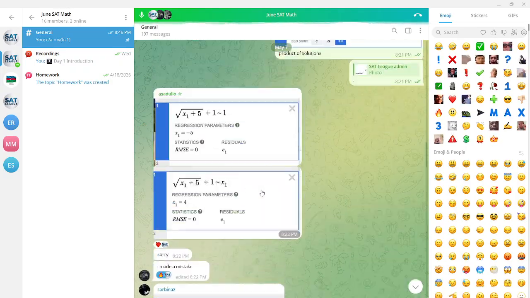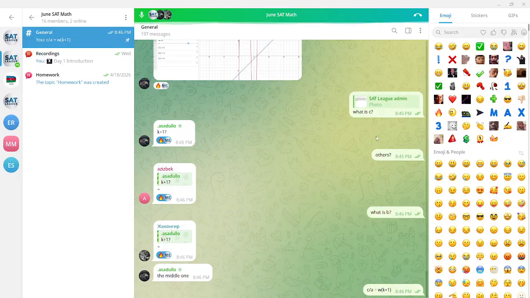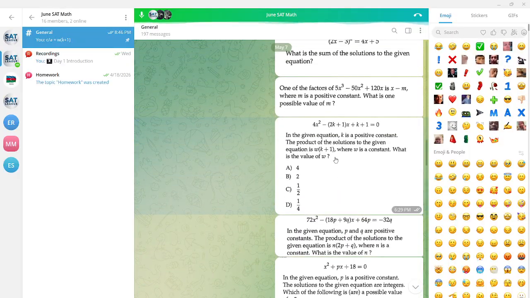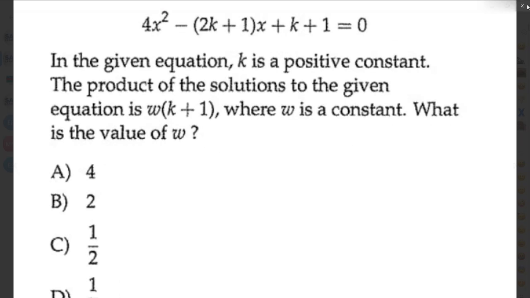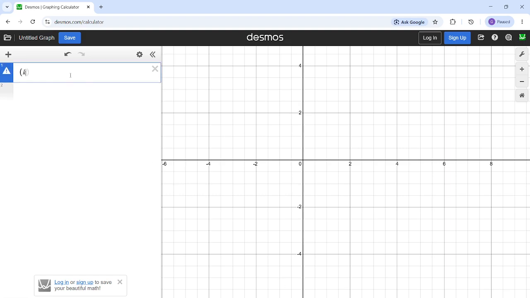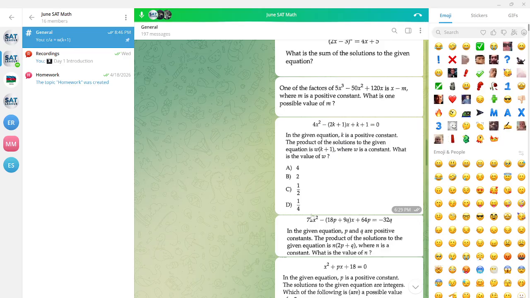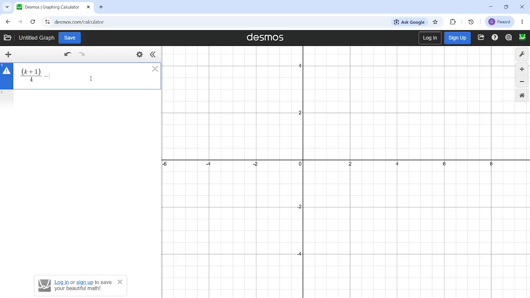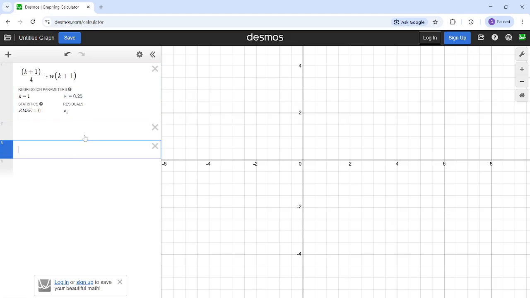So if we equalize k plus 1 divided by 4 to the given expression right here, we will get the value of w, right? So let me write it down like this: k plus 1 divided by 4 is equal to w times k plus 1. And when you do it, you can put any value to the k. The w does not change. You can change the k as much as you want. The value of w is always going to stay the same, which is basically 1 over 4.